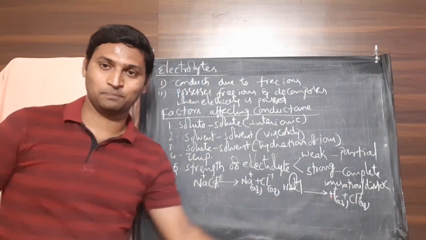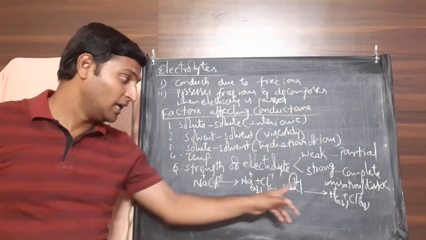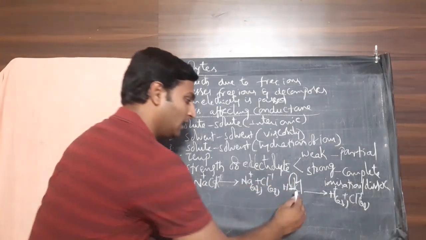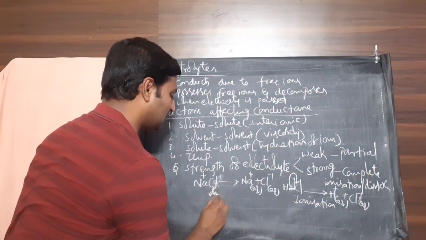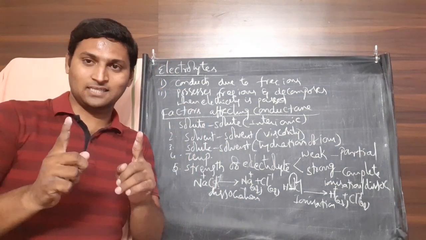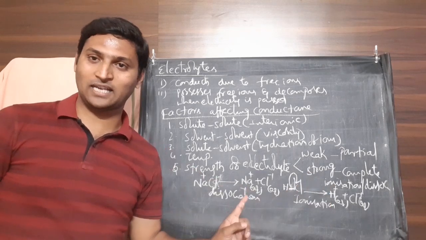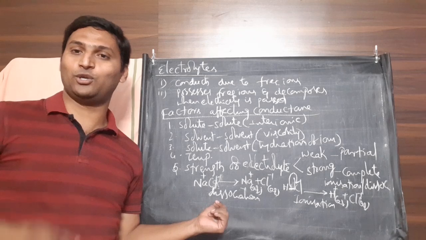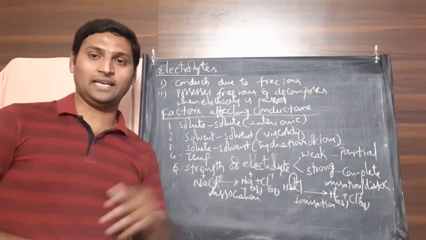So please understand. Here ions were already there, just they were broken. Here ions are generated or produced. That's why this process is called ionization. This process is called dissociation. So please understand, covalent substances ionize in solution if they are producing ions. Ionic substances dissociate in solution if they are producing ions. That is the difference between dissociation and ionization.